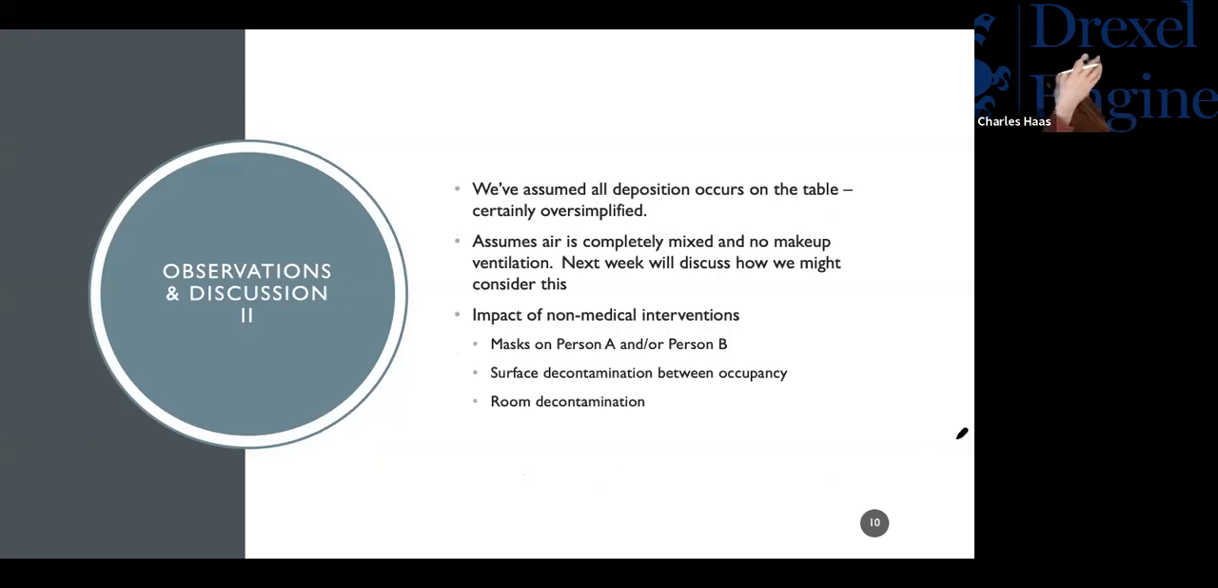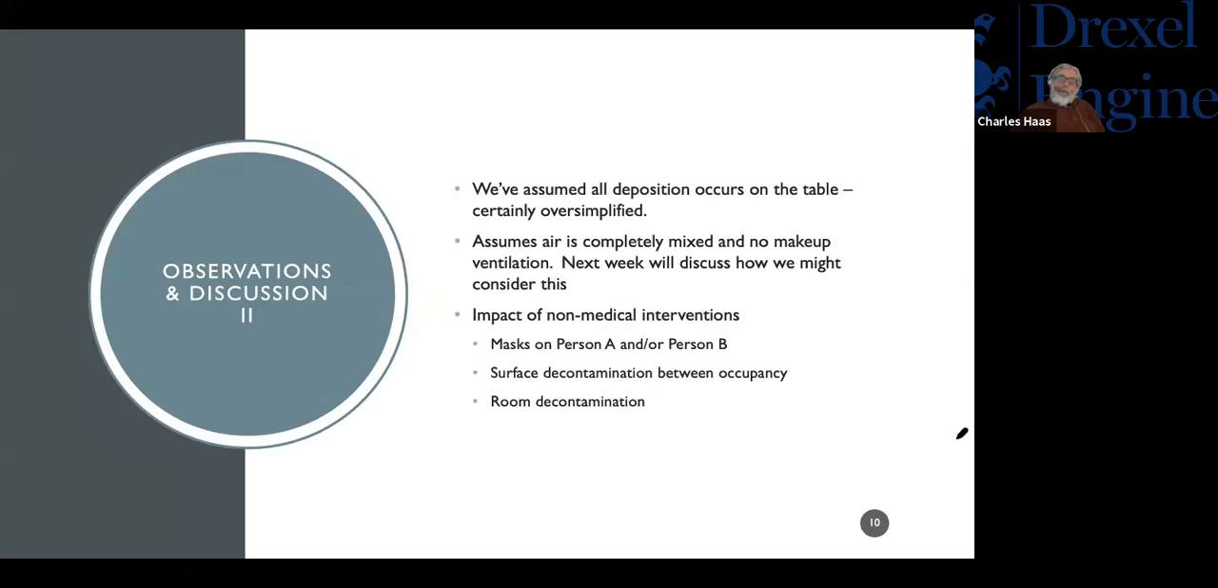Clearly, this is a very, very simplified problem. We've assumed all deposition occurs on the table. That's certainly oversimplified. We assume air is completely mixed with no makeup ventilation. That's obviously oversimplified. You'd have a stagnant, stale room. Next week, we'll talk about how we consider ventilation in the context of indoor air quality and inhalation exposure.